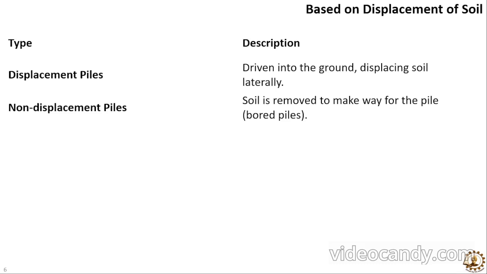Now, based on the displacement of soil, we can classify piles as displacement piles and non-displacement piles. Displacement piles are those where, when we penetrate a pile inside the soil, it will laterally displace the soil. This is the surrounding soil present, and this surrounding soil will be displaced along this direction or maybe along this direction. So that is known as a displacement pile.